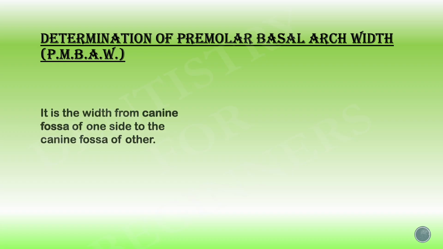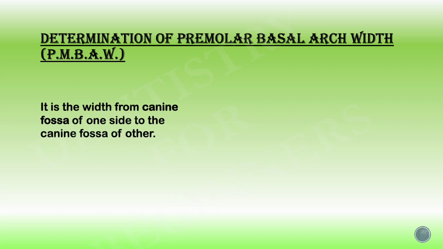Now determination of premolar basal arch width. It is the width from the canine fossa of one side to the canine fossa of the other. So basically, in basal arch width, it is the width of the bone. So that is measured in the bone region, and that is where the canine fossa is. Basically the canine fossa is found distal to the canine eminence. There is a canine eminence present below the canine in maxillary arches. You can feel that there's a ditch. So that is the canine fossa.